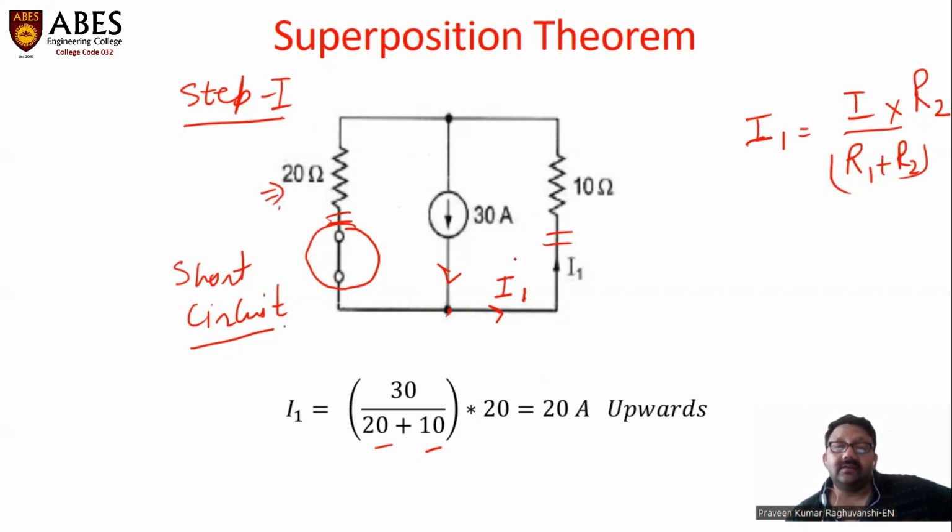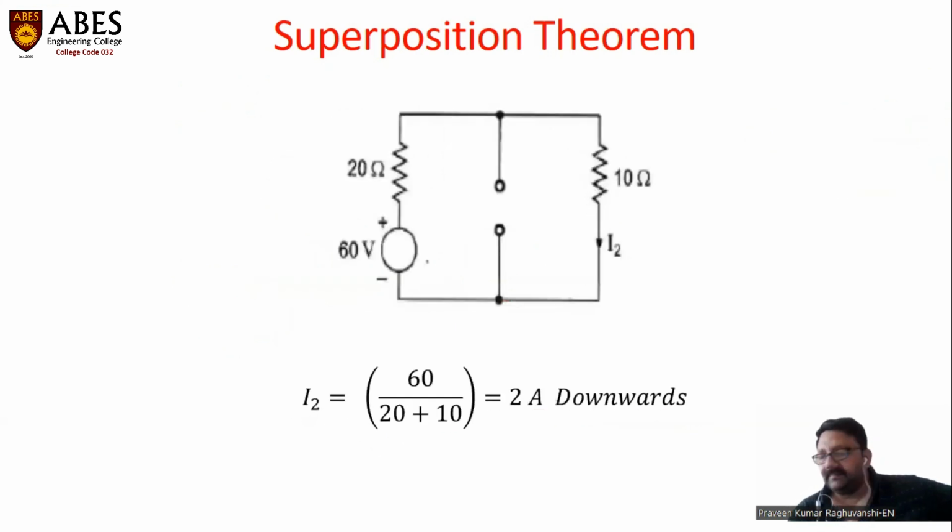So we can see that due to source number 1, the current is 20 ampere and the direction of this current is upward. By saying upward, current is flowing like this, upward in the 10 ohm. So step 1 of the superposition theorem is completed. We have solved the circuit for the 30 ampere current source, and while solving, the other source is replaced by its internal resistance.